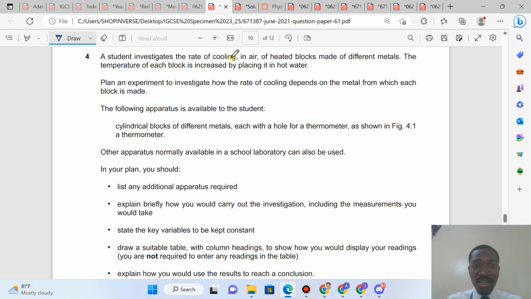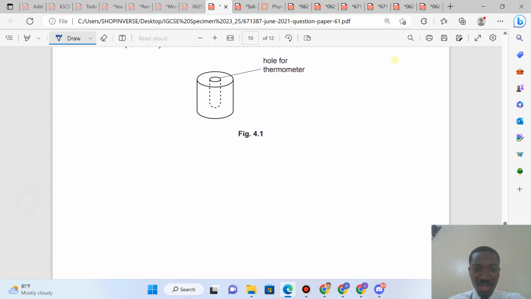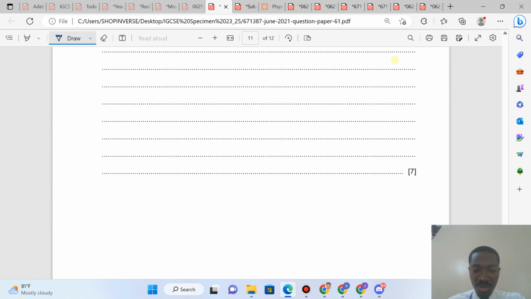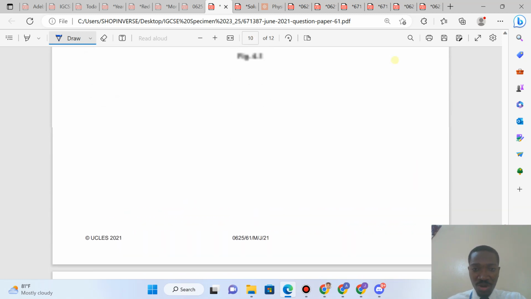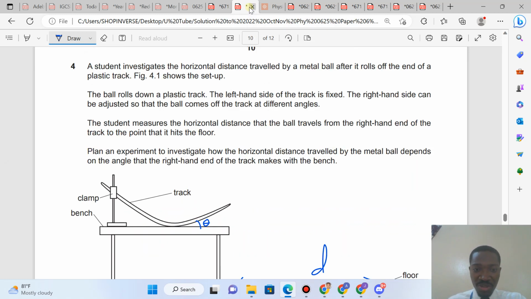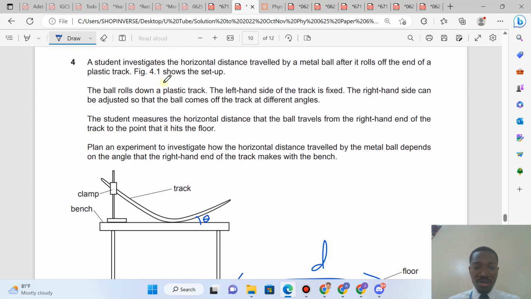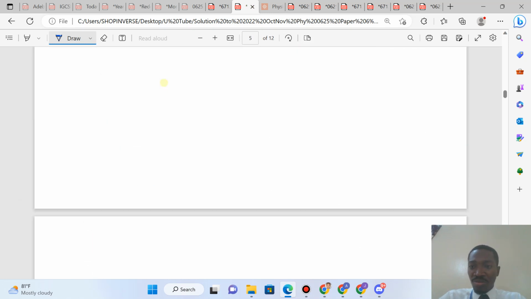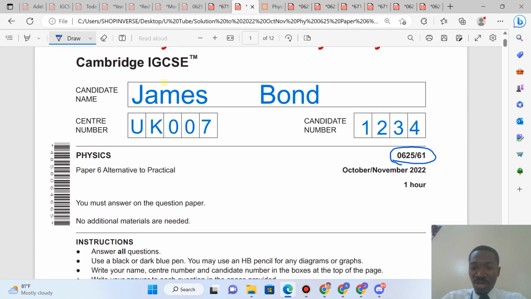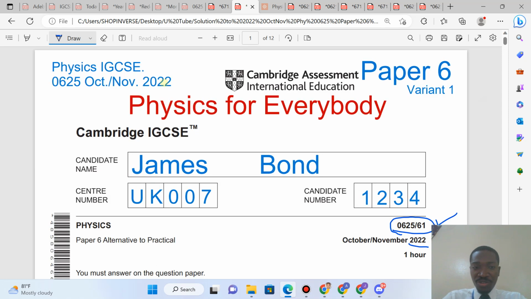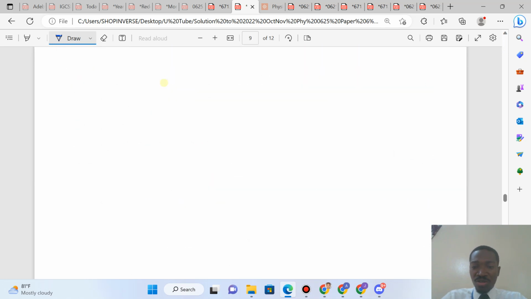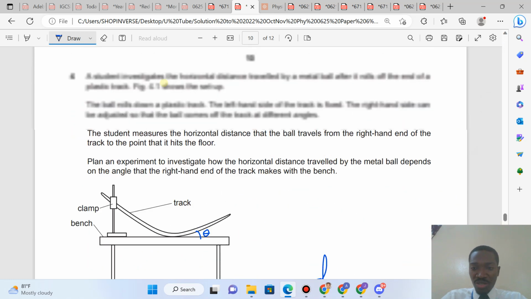A student investigates the rate of cooling in air of heated blocks made of different materials. I think I've talked about this. Yeah, heated blocks. When you have 4 different blocks that are heated, and those blocks are made of different materials. This is from 2022, paper 6 variant 1. The video on this is on the YouTube channel. If you want to learn questions 1, 2, 3, visit the YouTube channel. The emphasis is on paper 4.